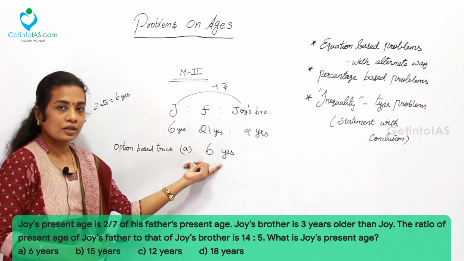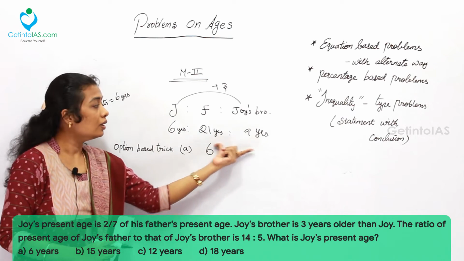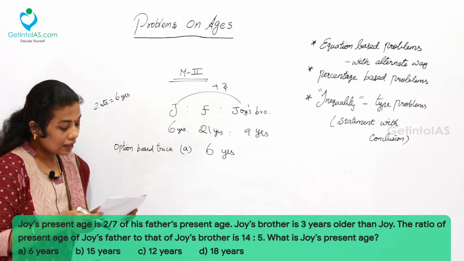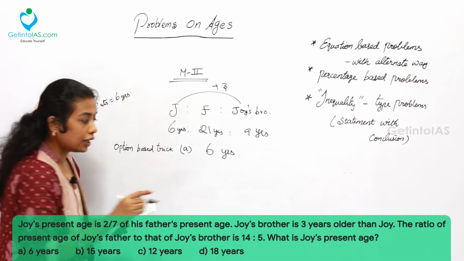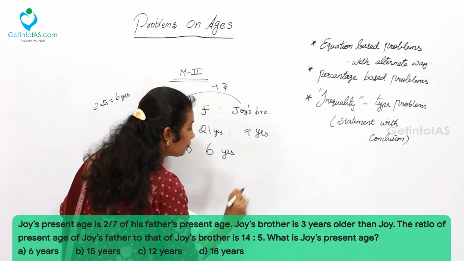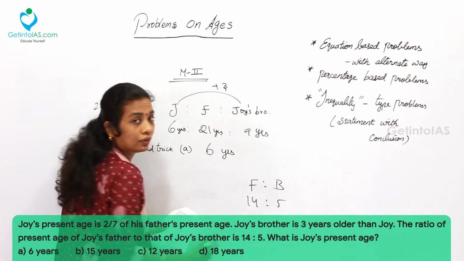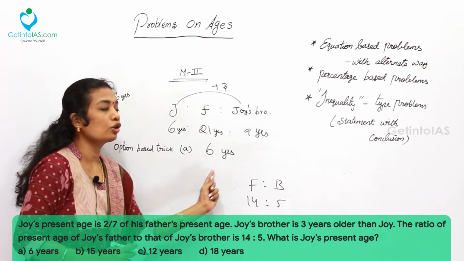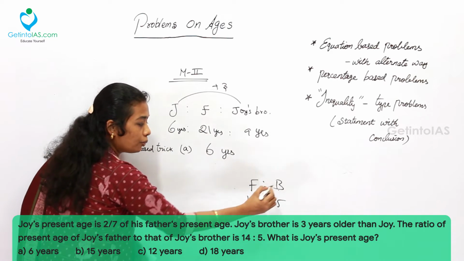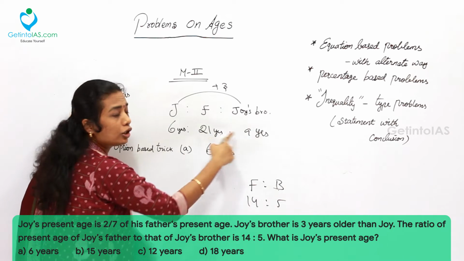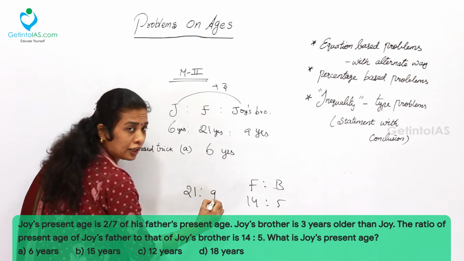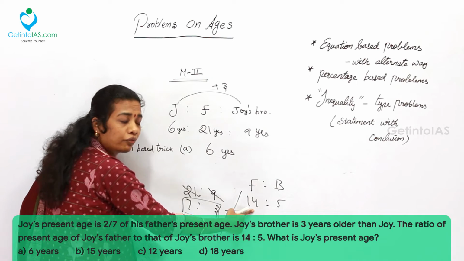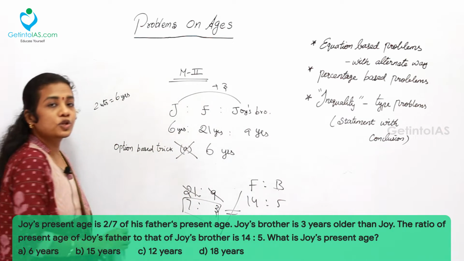As soon as you have taken such an option, you will get 3 values for 3 different persons. Now, how to check whether the option is correct or not? Reading the second statement, which says the present age of father to brother will be 14:5. Whatever value you are taking must match this condition for the option to be correct. Now let's check. Father to brother, the ratio must be 14:5. Here I got 21:9. Dividing by 3, 7:3 has come, which is not equal to 14:5, the given condition. So I can say option A is ruled out.